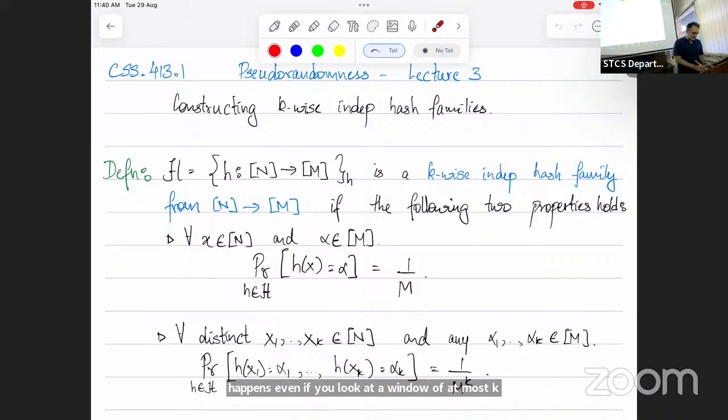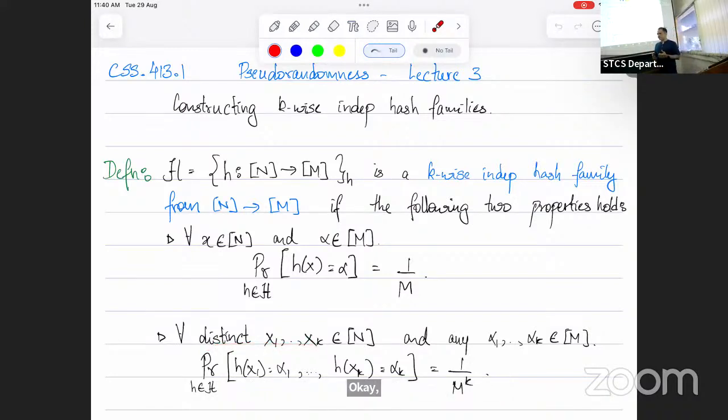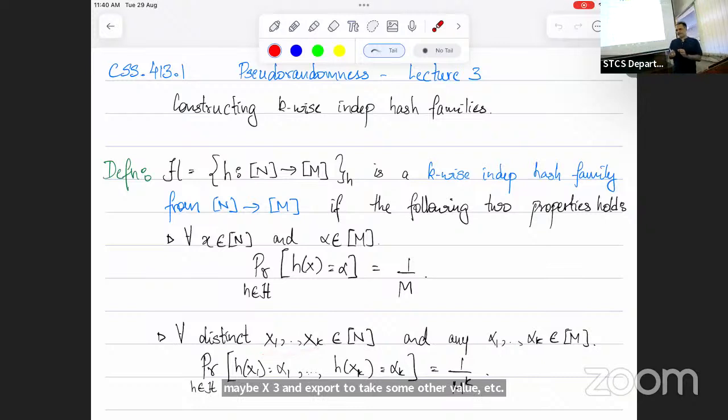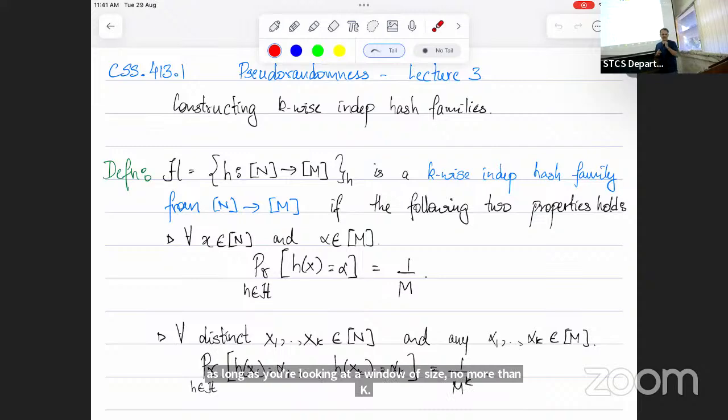Okay, so in other words, suppose you have a bunch of distinct x1 through xk, and you have some specified output values you want them to take, alpha 1 through alpha k. Alpha 1 through alpha k need not be distinct. You might want x1 and x2 to take the same value, maybe x3 and x4 to take some other value, etc. But what you want is, once you specify k distinct coordinates, those k things taking any specific value should start looking like 1 over m to the k. That is, this is what will happen if you assign each of these values completely at random. And you want this property to hold as long as you are looking at a window of size no more than k. Okay, so that's what k-wise independence is.